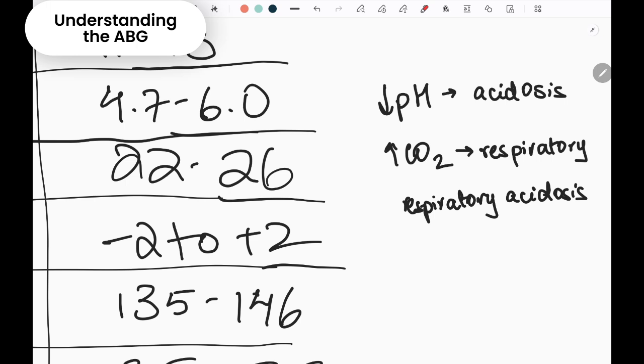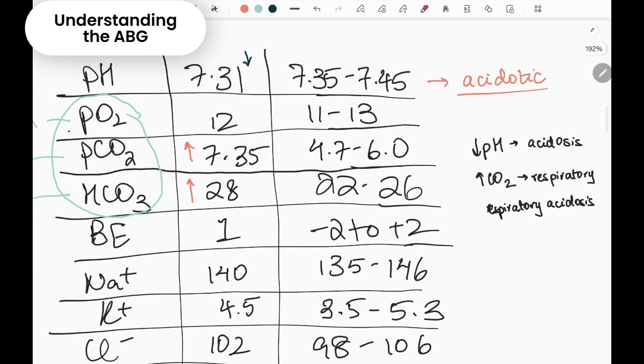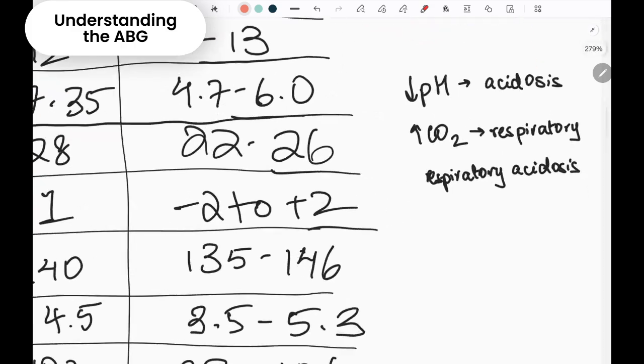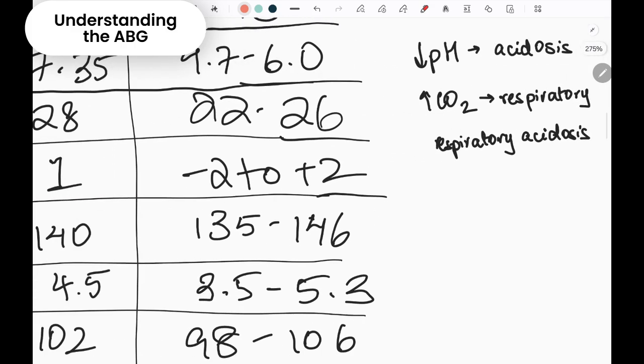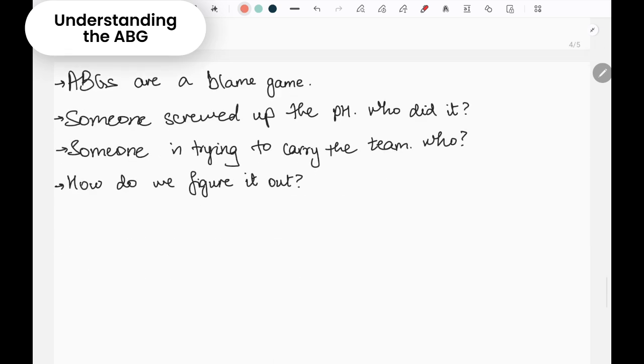The lungs are holding on to too much carbon dioxide, which means that the pH is starting to fall because of an extreme rise of proton ions building in the blood. But that doesn't explain this. Why is the bicarbonate raised? Well, this is because somebody screwed up. So we have figured out that someone screwed up, it's the lungs.